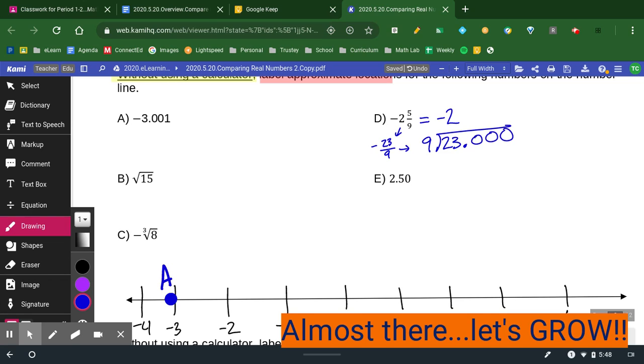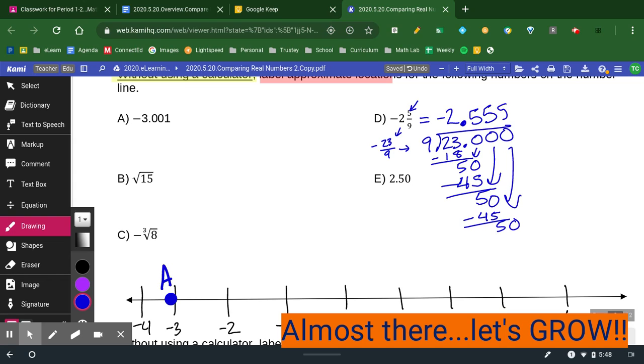You can put as many zeros as you want. You just make sure your decimal point is right there. Now, not surprisingly, there's going to be 2 wholes, 2 nines is 18, 5 left over. That's not surprising either because we had 5 portions left over. Let's bring our 0 down. 9 goes into 50 5 times, leaving us with 5 left over, and 9 goes into 55 times. And by now, you might see a pattern here where we're going to have negative 2.5 repeated.